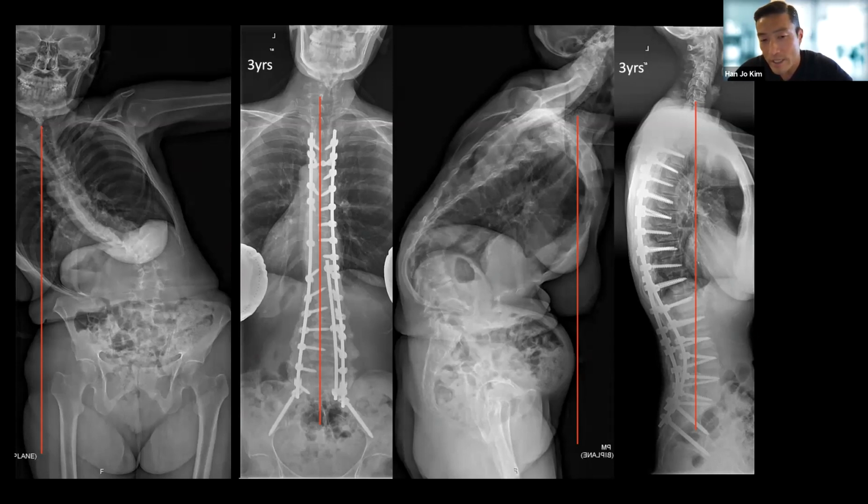So here, I don't place that offset, that open domino at L5-S1. I place it distal to S1, because I feel like if I placed it at L5-S1, it would be a stress riser for breaking at that segment.